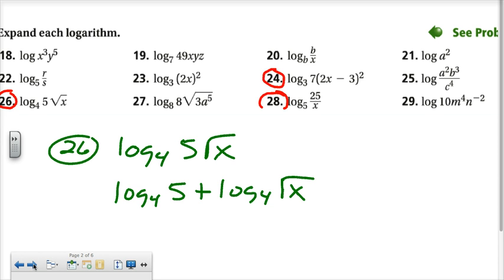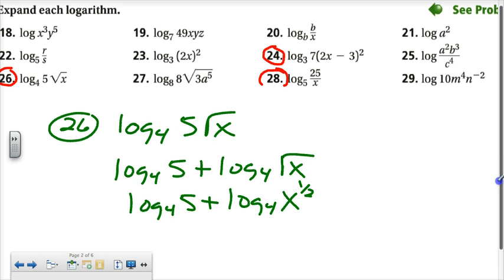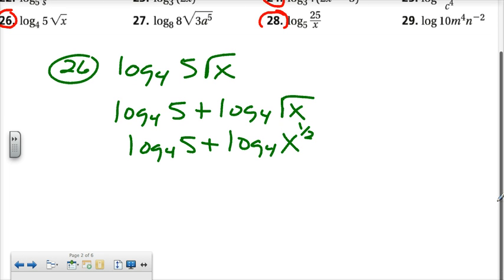Then we can't leave radicals in here. We have to change those to fraction powers. So logarithm base 4 of 5 plus logarithm base 4 of x to the 1/2, because the square root is the same thing as raising it to the 1/2 power. And then finally, we have to bring that power out in front and make it multiplication, because when you raise a power to a power, you multiply.